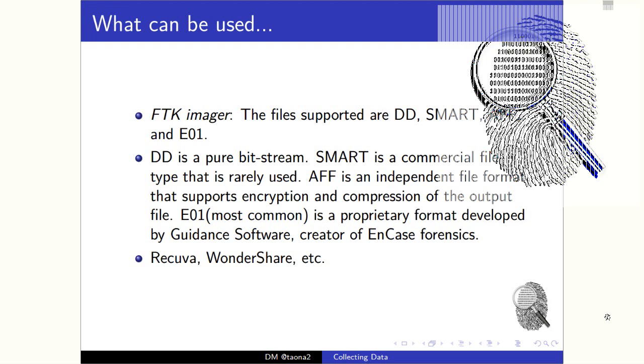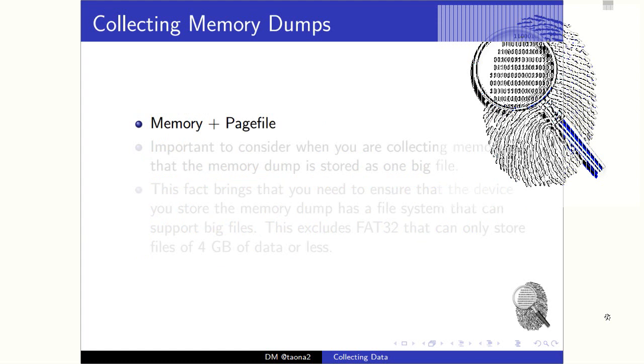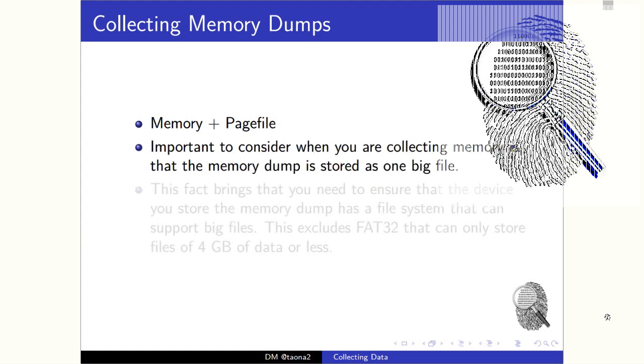You can use some software like your Recover, your Wondershare, etc., to try and make sure that at least you create an image. Now, that was when you were collecting from a secondary storage medium. What if you are trying to collect from memory? You're doing memory forensics, and you know that it is pretty volatile. What would you want to do?